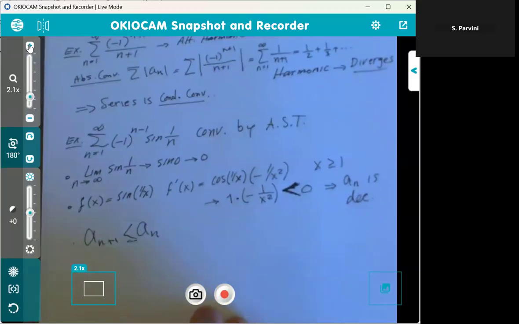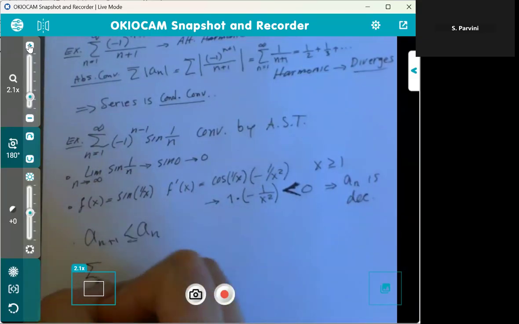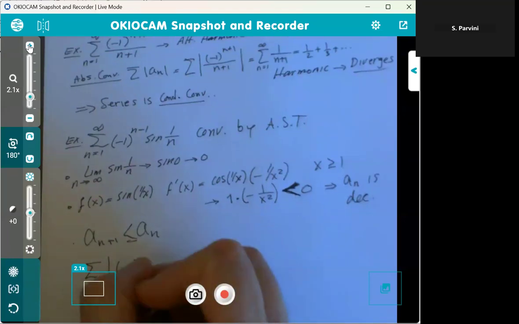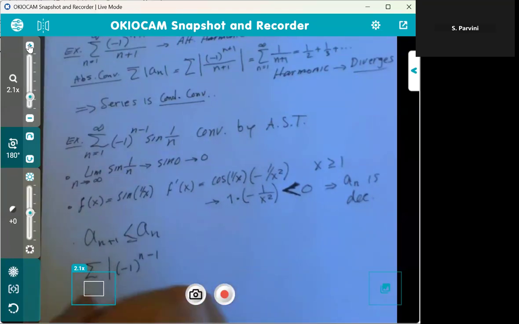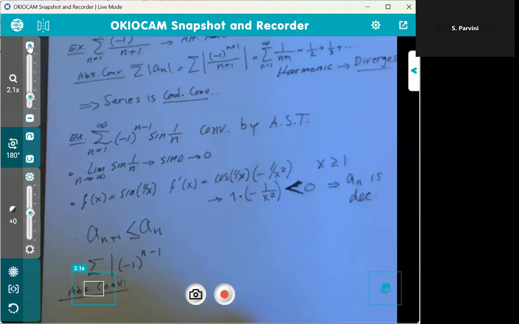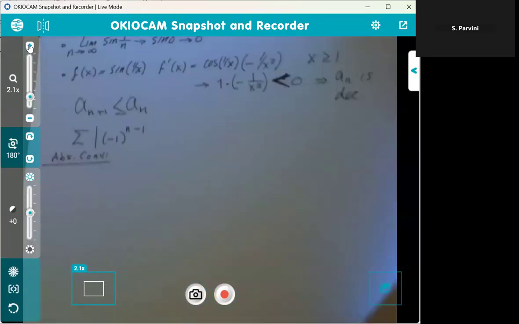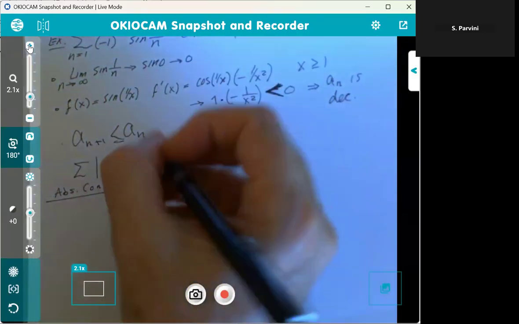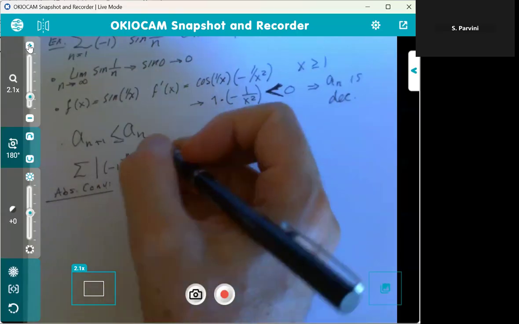Now let's see if the absolute value of the series is going to converge. So I have the absolute value of (-1)^(n-1). So I'm looking at absolute convergence now. Absolute convergence. And for this one, (-1)^(n-1).